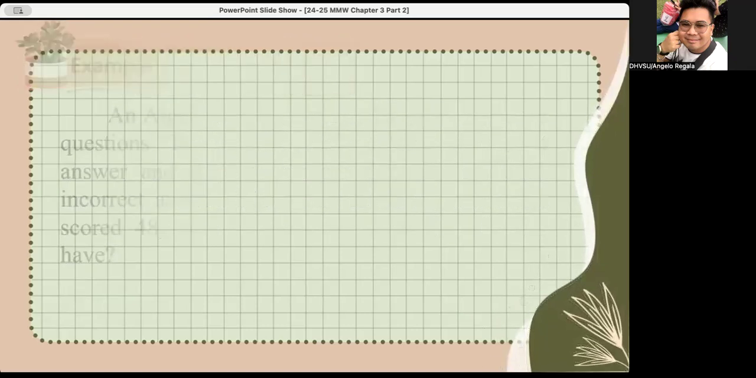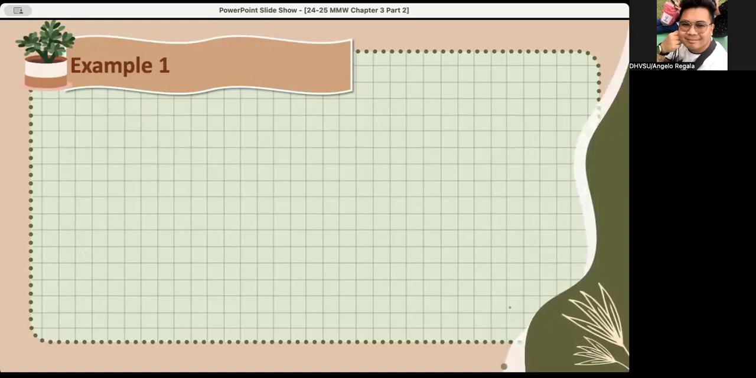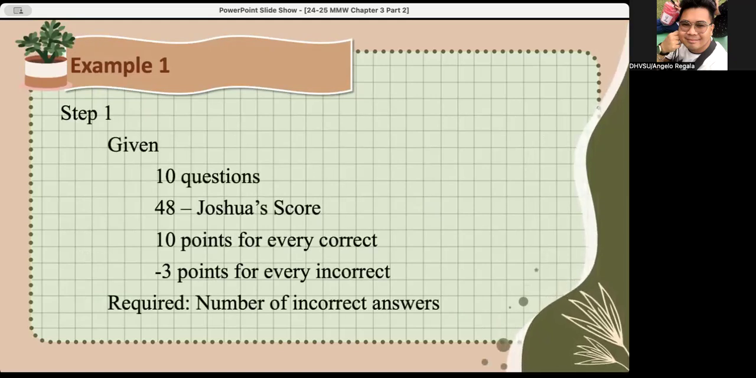If we analyze the problem, it's a multiple choice type of question. For every question, you get 10 points if correct, then minus 3 if your answer is wrong. So Joshua scored 48. What is being asked here is how many incorrect answers Joshua had.